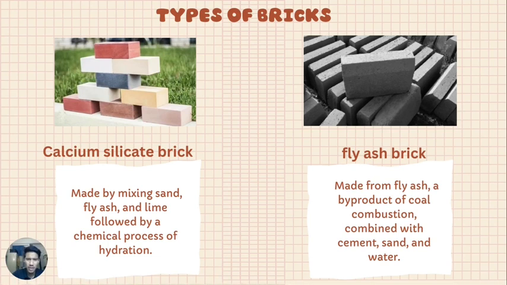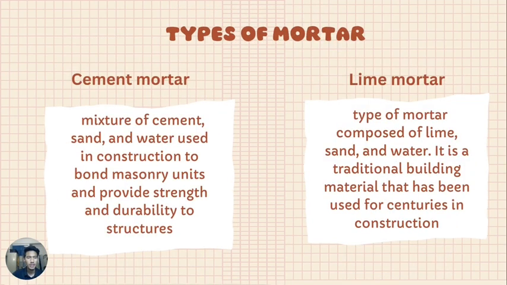Basically made from fly ash, a byproduct of coal combustion, combined with cement, sand, and water. Okay, then let's move to the types of mortar. Basically, we have four: cement mortar, lime mortar, gauge mortar, and also mud mortar. The first one is cement mortar.